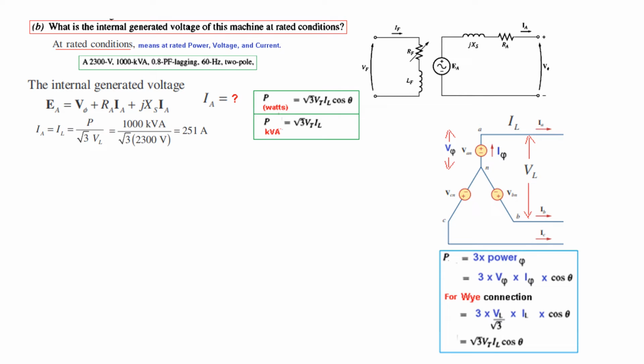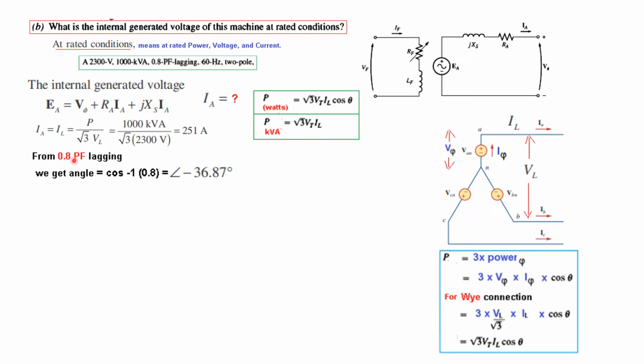This is given 1000 kVA, under root 3 VL, or V terminal, is given 2300 volt. So the current comes to be 251. Now this is the magnitude of the current. To use it in this phasor diagram, we have to find the angle as well, and the angle can be found from the power factor.